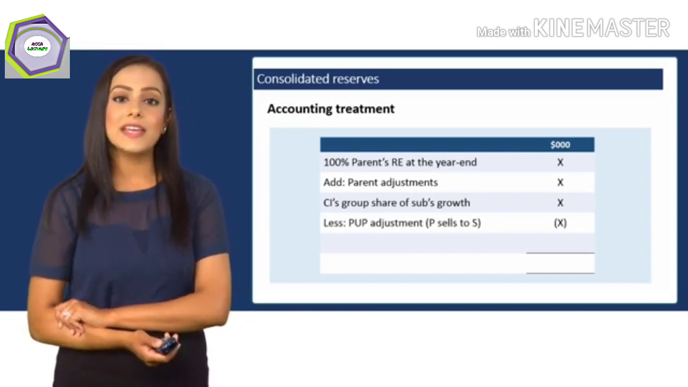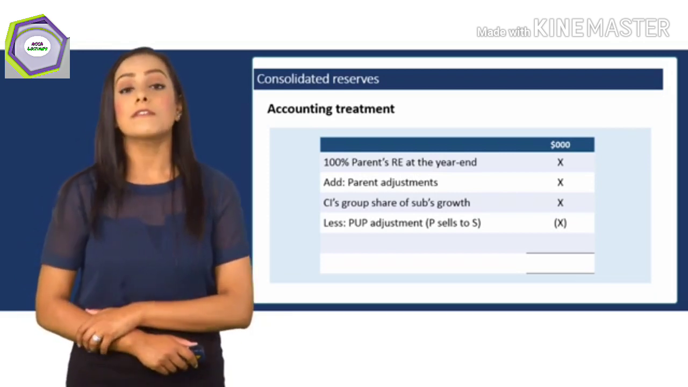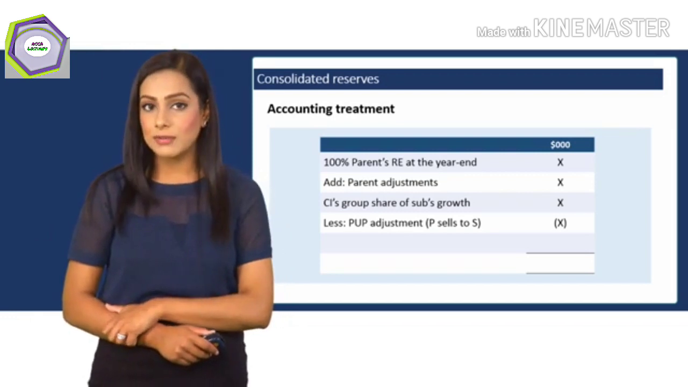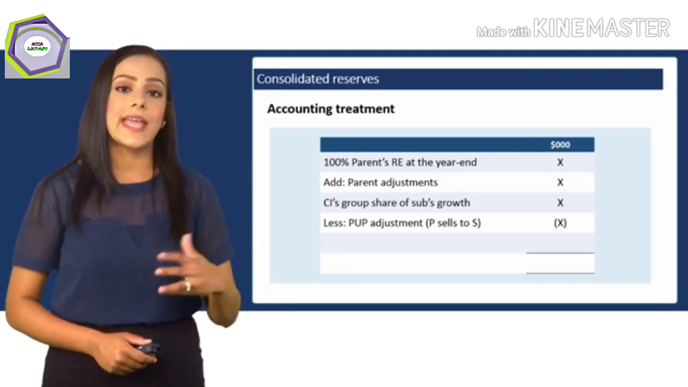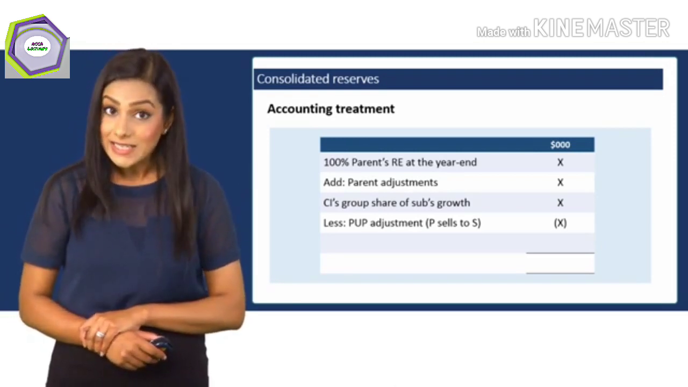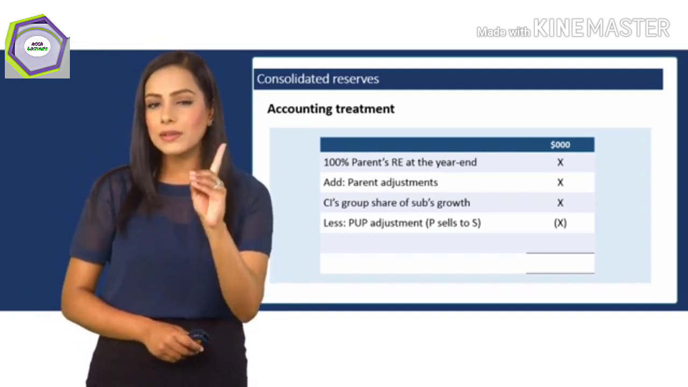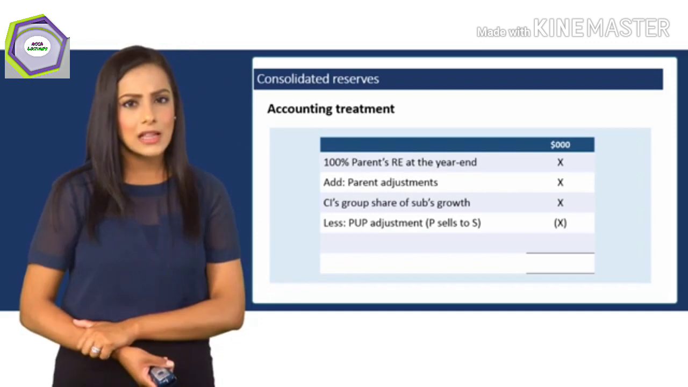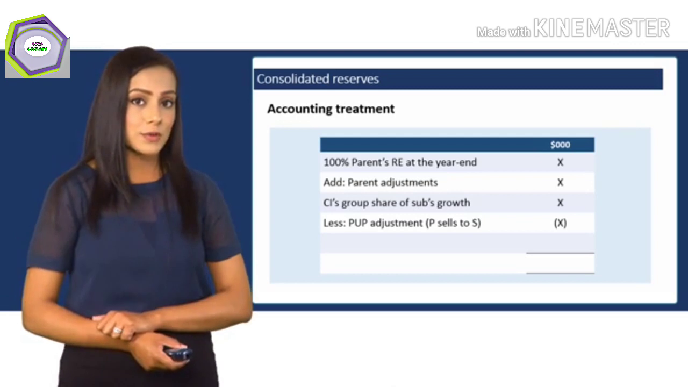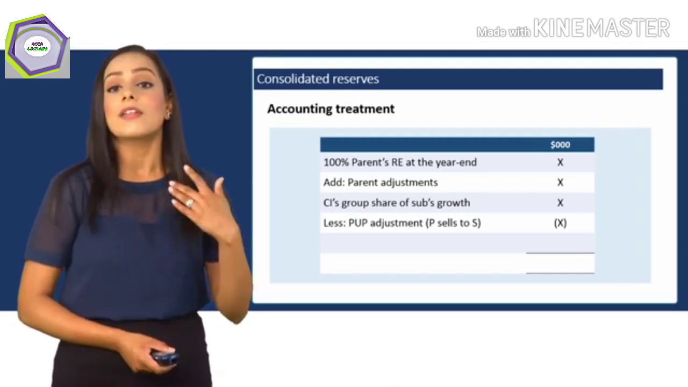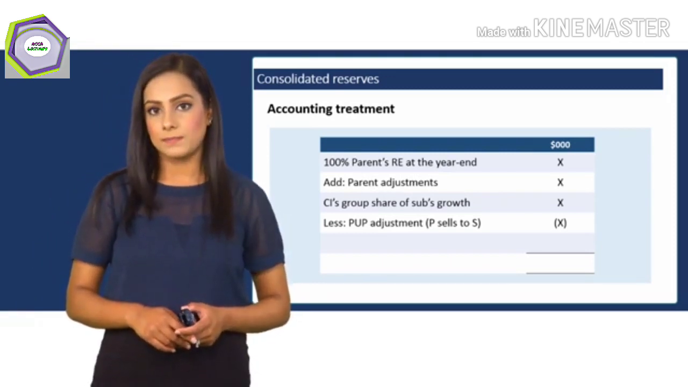The next line we have is the PUP adjustment. We've talked about PUP adjustment before. If the parent sells to the subsidiary making a profit, this needs to be eliminated because the consolidated accounts are being prepared pretending that the parent and the subsidiary are one single entity. And if you are one single entity, you selling to yourself and making a profit does not make sense. So if the parent made the profit when selling to the subsidiary, then the parent must eliminate this profit by means of a PUP adjustment.